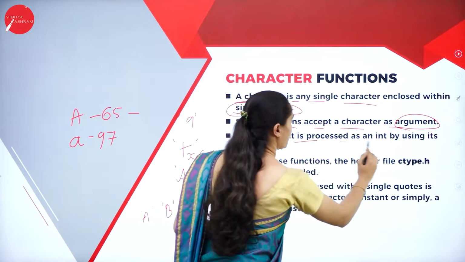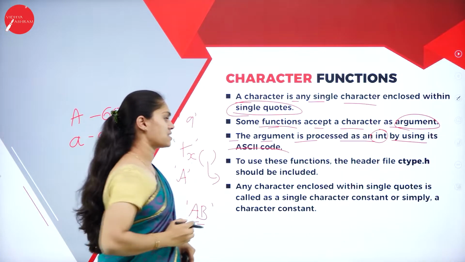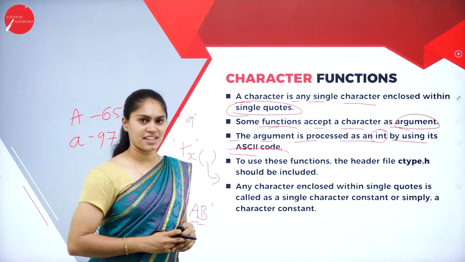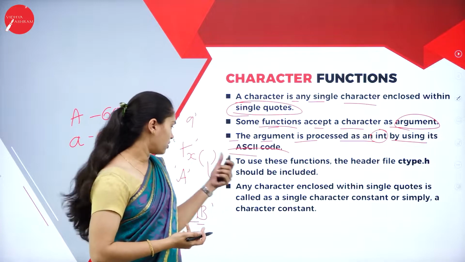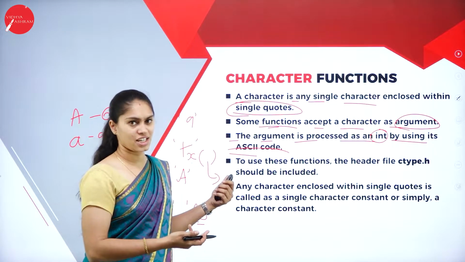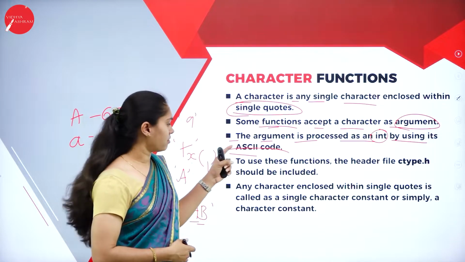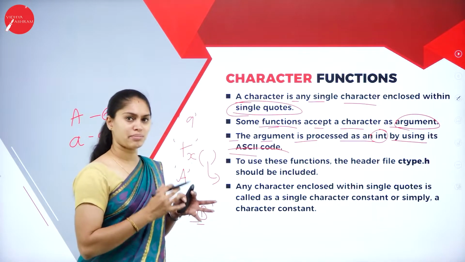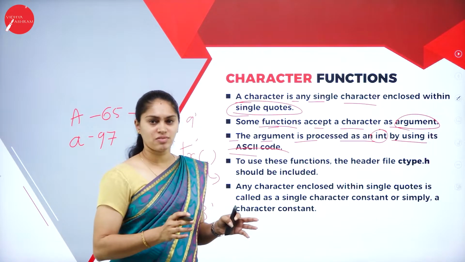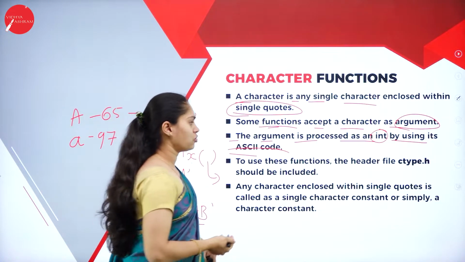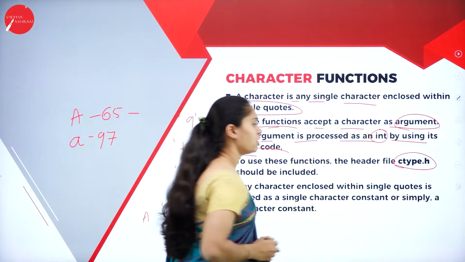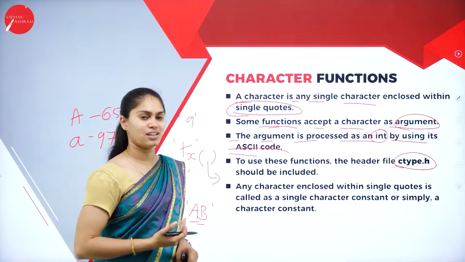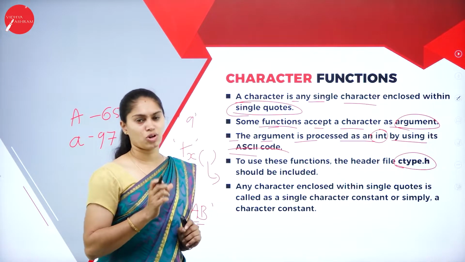The argument is processed as an integer by using its ASCII code. Here ASCII is American Standard Code for Information Interchange. Whatever character we send within this parameter will be converted into an integer, with the value of that particular ASCII code. In order to use these functions in my program, if I want to perform any function related to characters, then we have to include a header file called ctype.h. C represents character. If I am performing any manipulations related to characters, it is necessary to have this ctype.h header file.